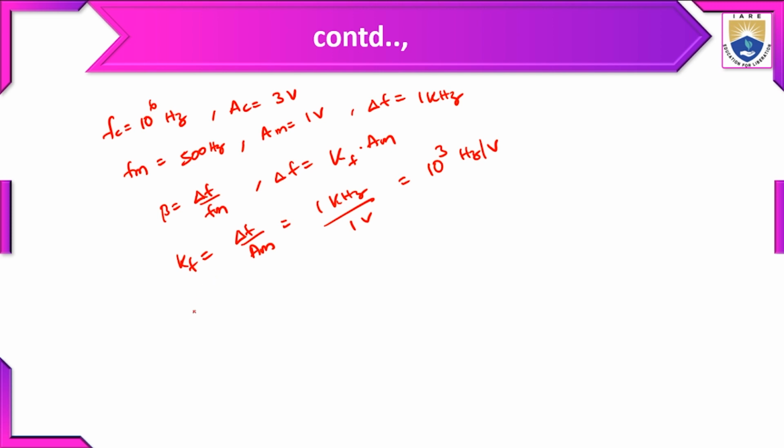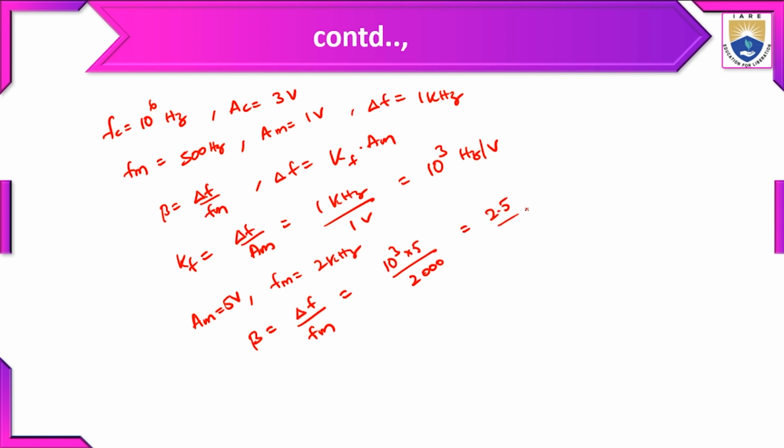In the second case, Am is 5 volts and fm is 2 kilohertz. Here we use the same formula, beta is equal to delta f by fm. Delta f is 5 kilo, that is 10^3 into 5, divided by fm, which is 2000. So the value is 2.5. This is my beta value, the modulation index.